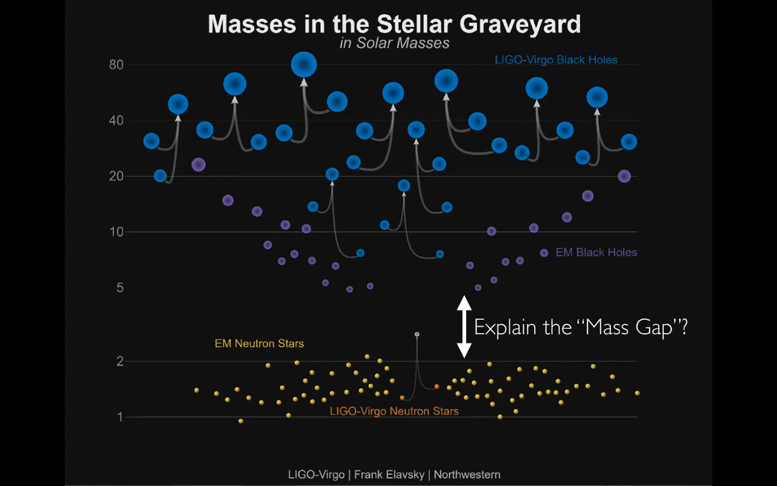So what happened to those neutron stars after they merged? What did they produce? Did they produce something that's in the middle of that mass gap? Did they produce a neutron star? Was it a black hole?